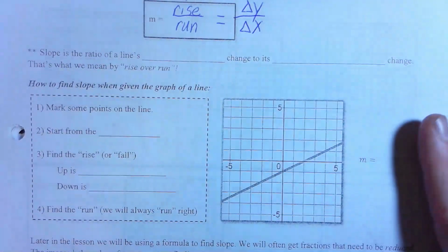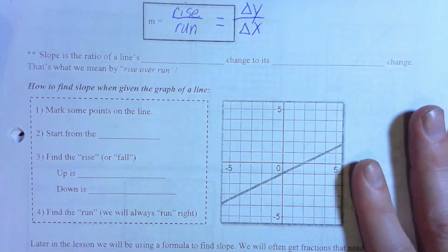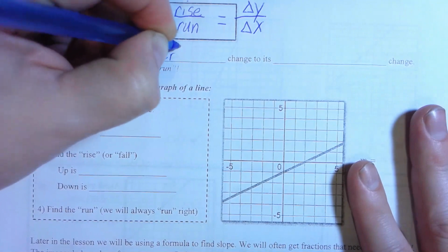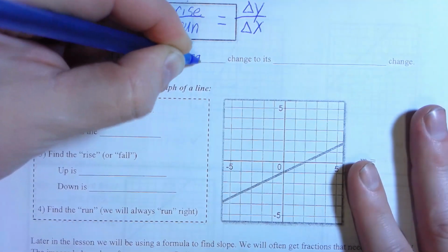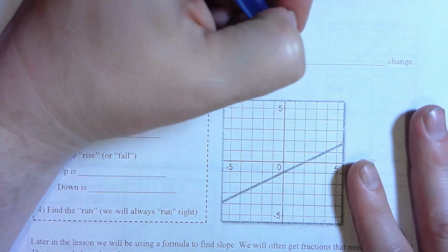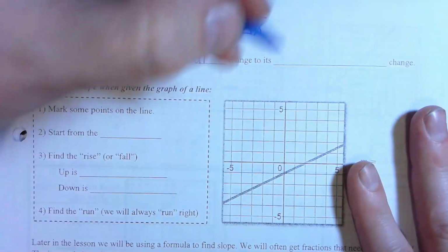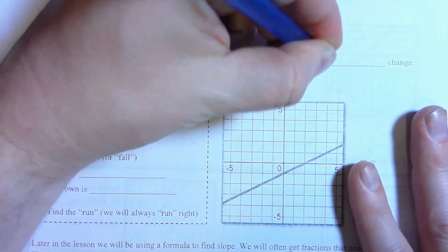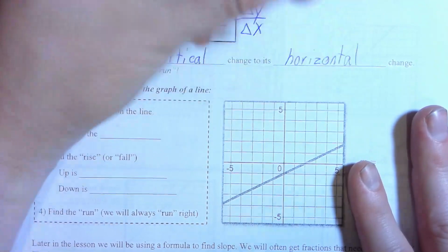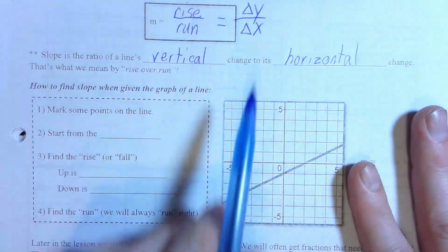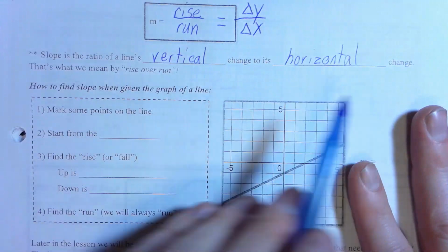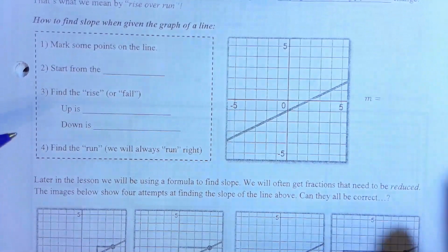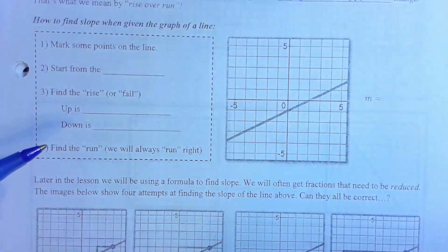So slope is a ratio of a line's vertical change divided by, or compared to, its horizontal change. So we're comparing its vertical change to its horizontal change. So the question now is, how do we find slope if we're given a graph of a line?